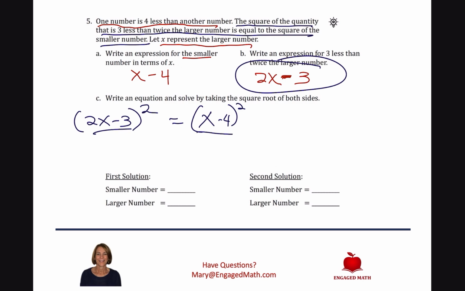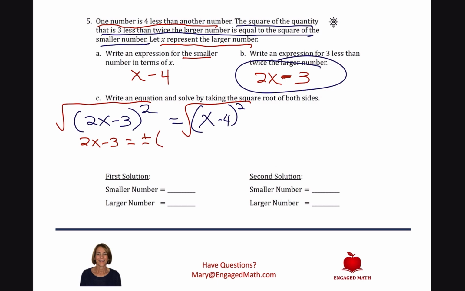Now, the long way of doing this problem would be to multiply this out and this out, and solve it like a quadratic equation. It would be a lot of work, and you could do it that way if you'd like. But the much shorter way is to say, let's take the square root of both sides of this equation.